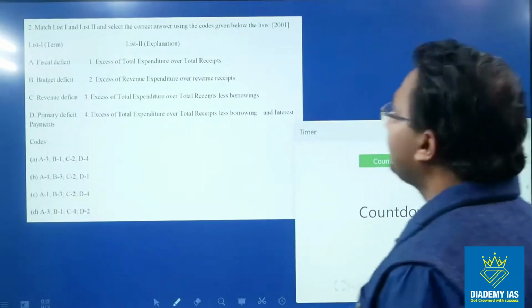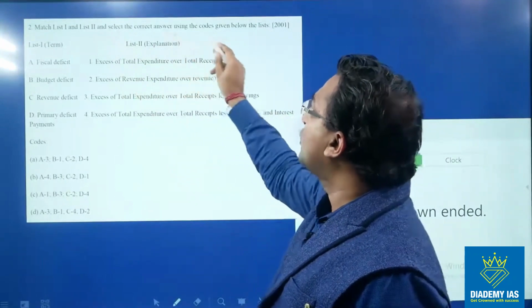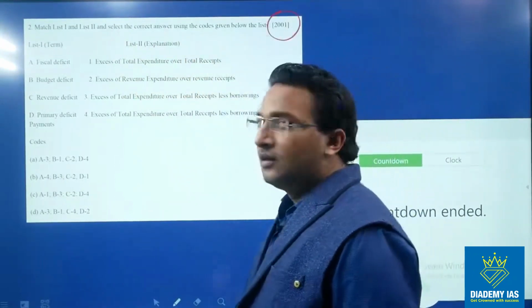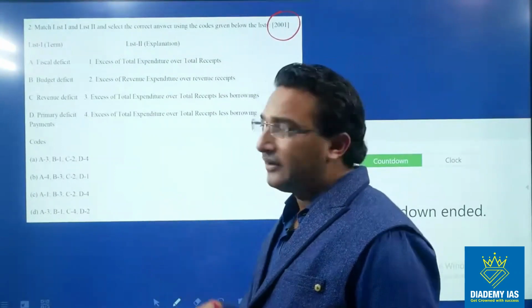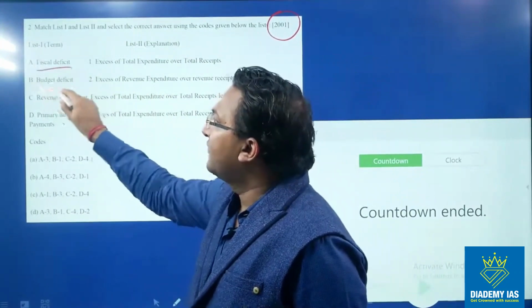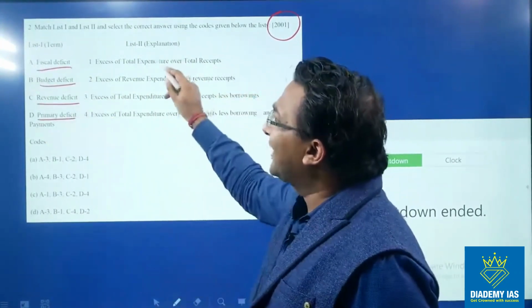Let us see this question. Match list 1 and list 2 and select the correct answer using the codes given below. This question was asked in 2001. The previous question was asked in 1999. Fiscal deficit, budget deficit, revenue deficit and primary deficit. So let us see each one of the explanations.